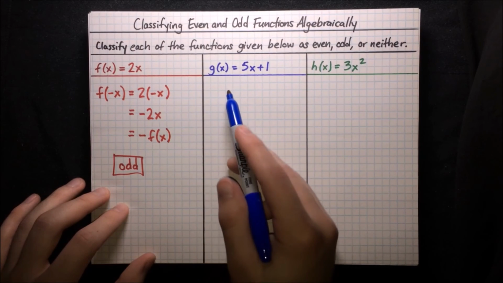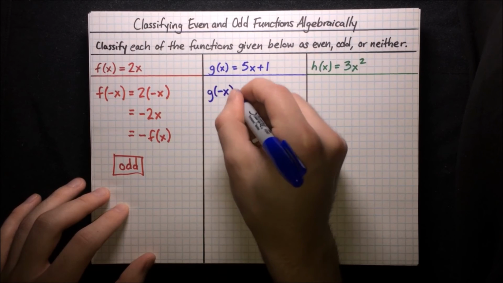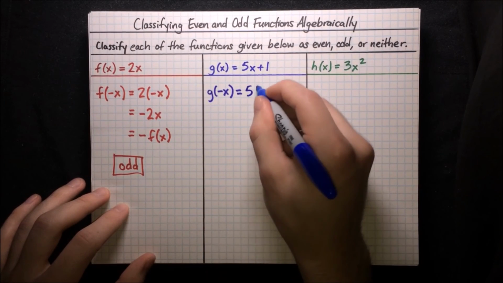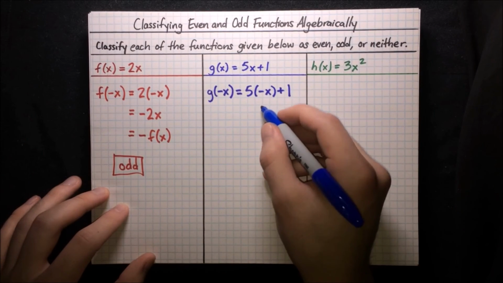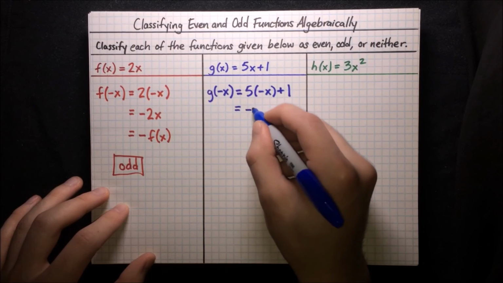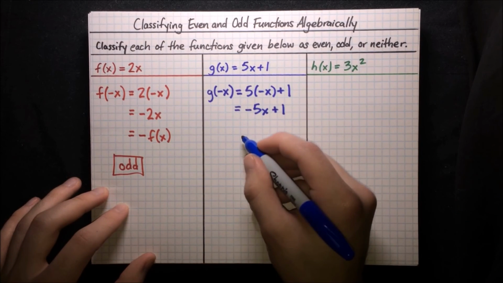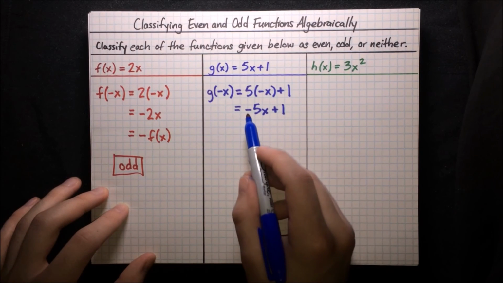Alright, so how about g of x? Let's do the same thing. Take g of negative x. Just plug in that negative x where x is in the function. So 5 times negative x plus 1. 5 times negative x is just negative 5x, and then we've got our plus 1. Okay, so that's definitely not equal to g of x, because we've introduced a negative sign.